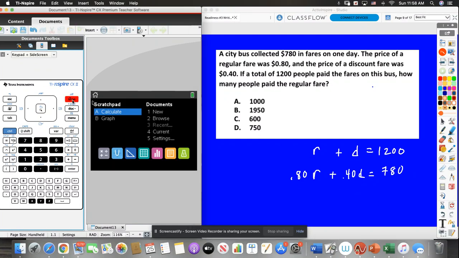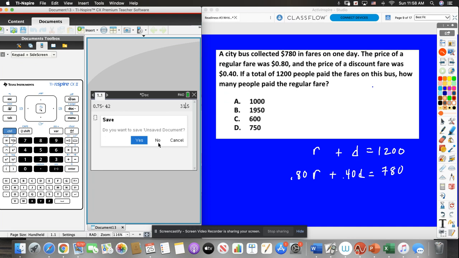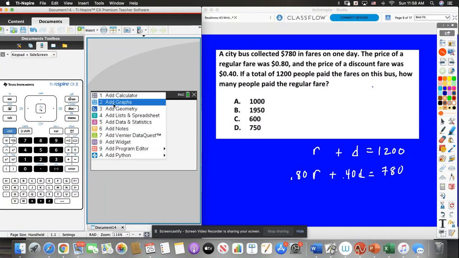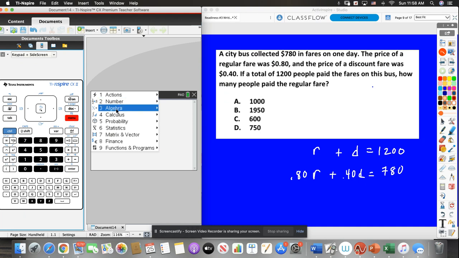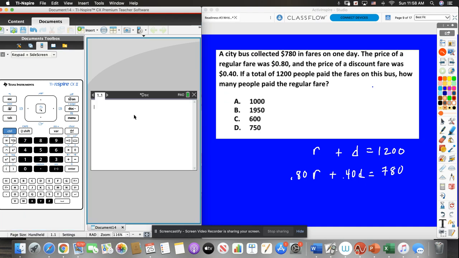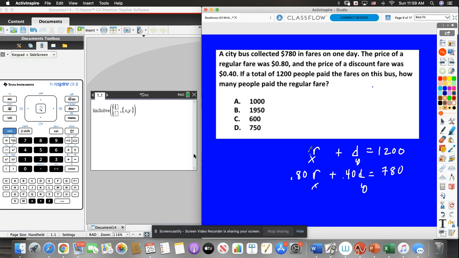Well, that goes back to solving systems. Home, new document, save changes, no. I'm going to go to the calculator, menu, algebra, solve a system, 2 variables. Now remember, I cannot plug in R and D. I've got to plug in X and Y. So we'll label R X and D Y.